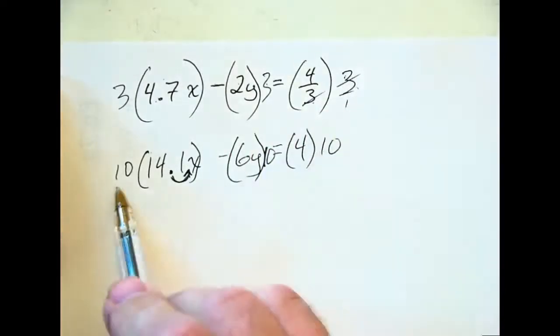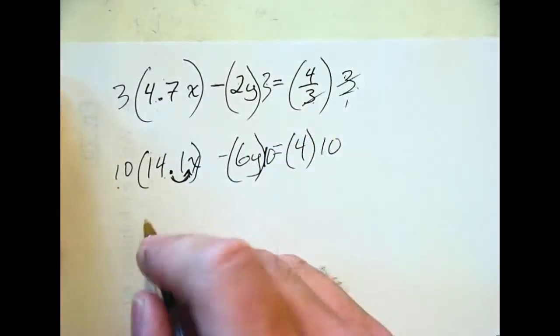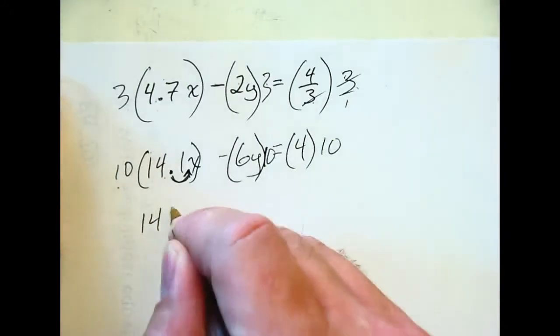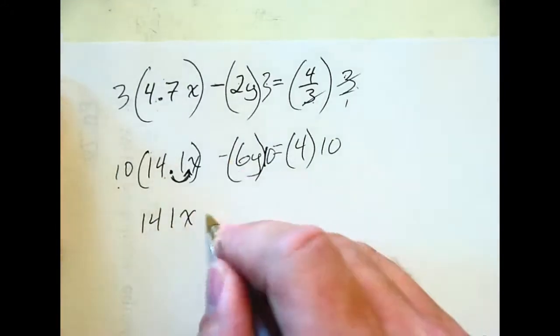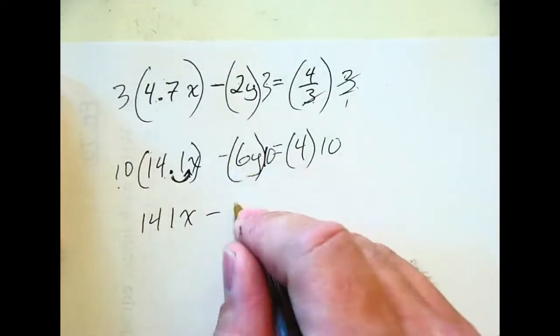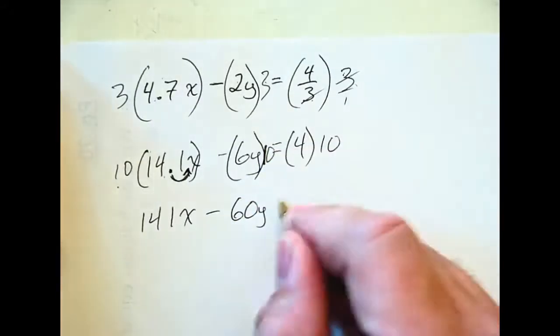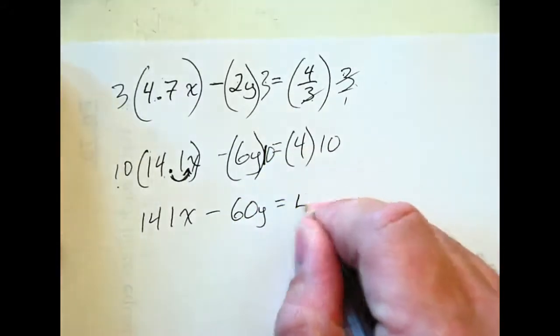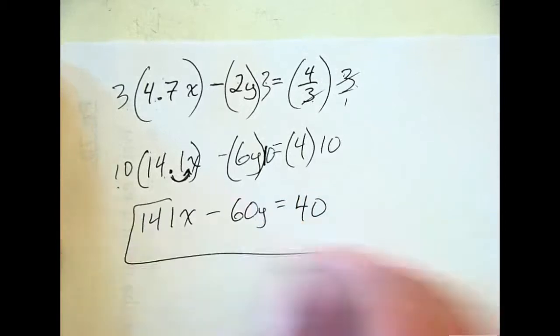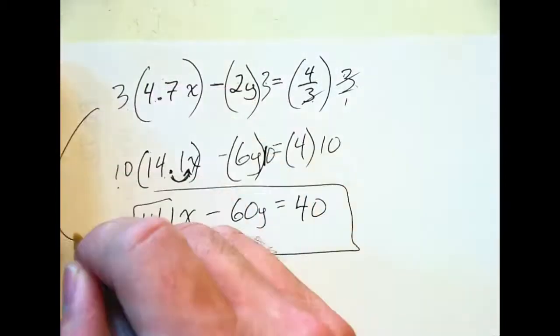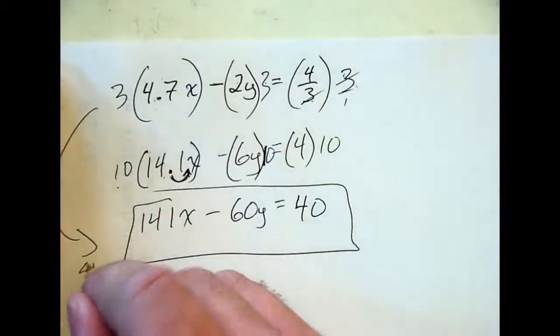Okay? So 10 times 14.1 is? 141. 141x minus 10 times 6y. 60y. Okay. And then 4 times 10? 40. So now we have gone from this form up here to standard form down here.